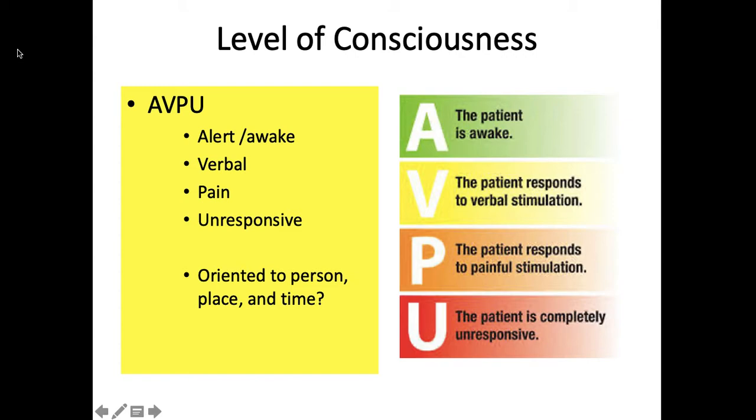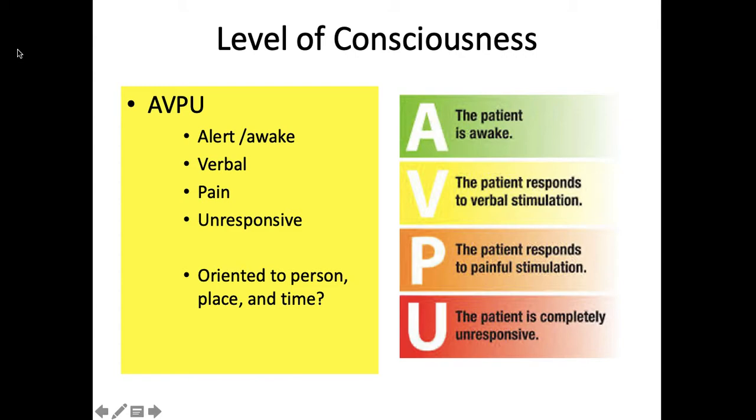But it does not mean they're oriented to person, place, or time. So someone can be alert in the sense that their eyes are open, but it doesn't mean they're going to know where they are right now or even the time of day, month, or year. So we notice these eyes open spontaneously, they're alert.